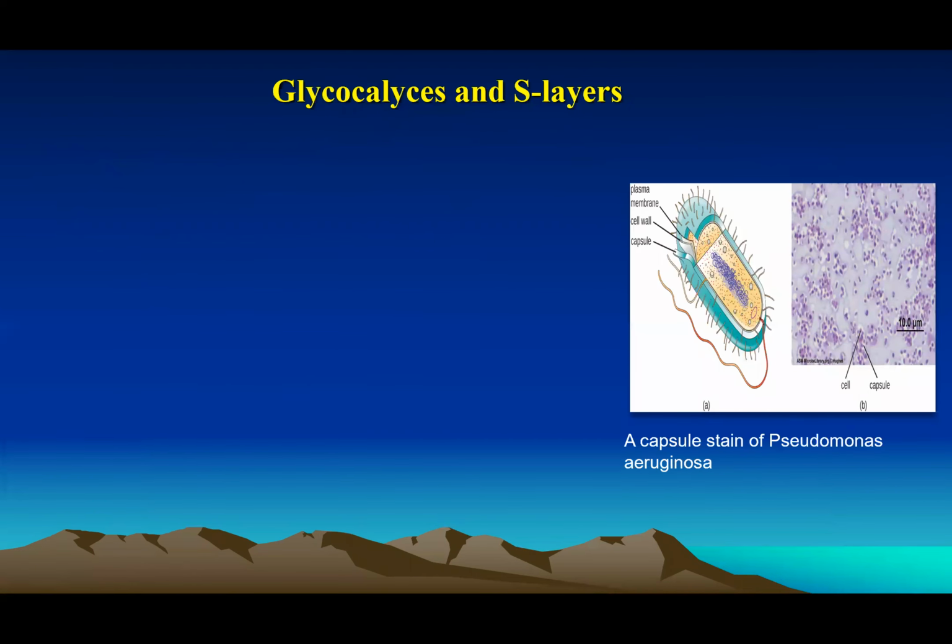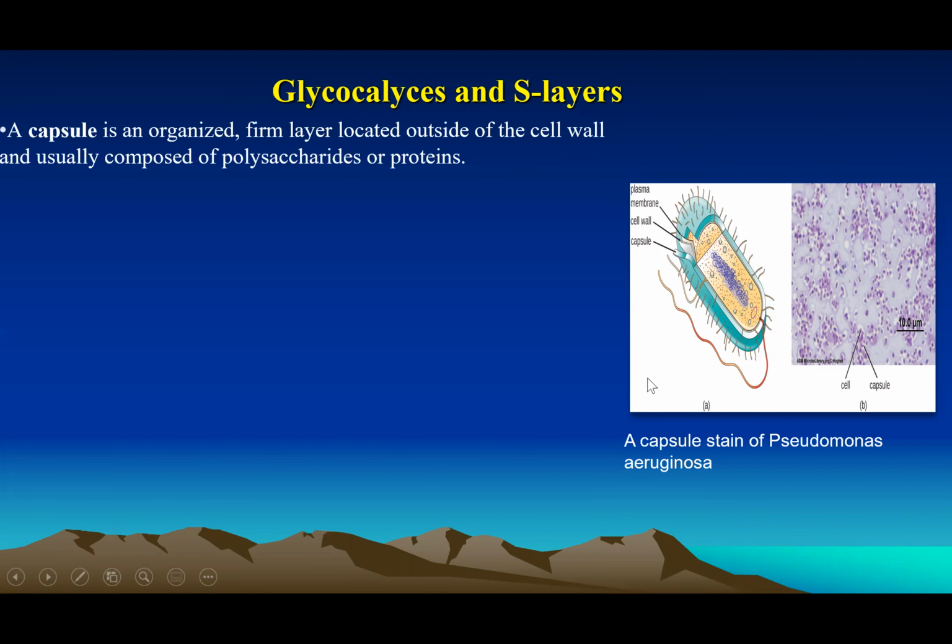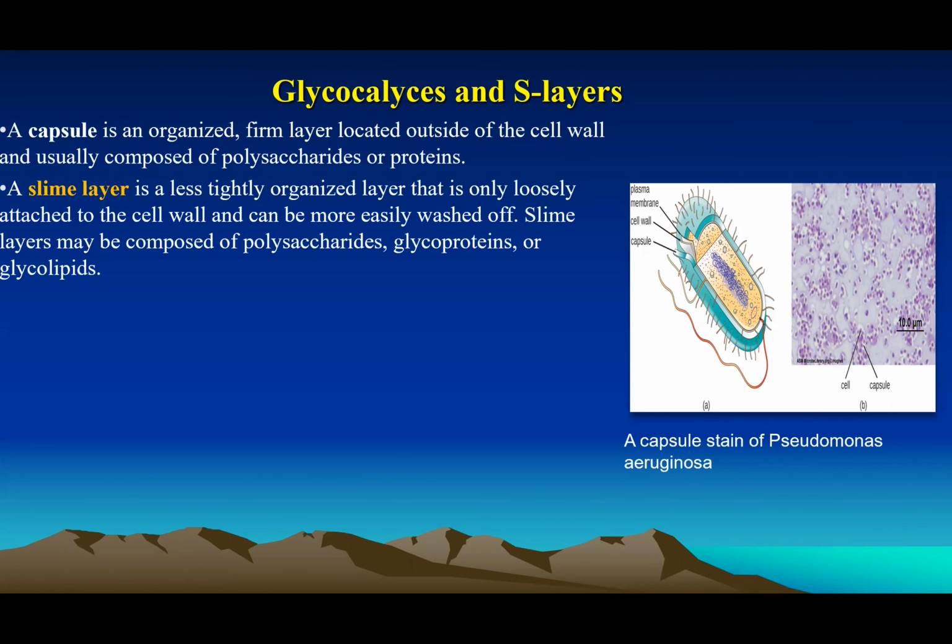The bacteria might also be protected with glycocalyces and S layers. So this is like a capsule that is organized. It's a firm layer outside the cell wall, and it is made up of polysaccharides, or it is usually a protein. Sometimes it is a slime layer that is loosely attached to the cell, and it can be easily washed off. So again, the slime layer can be made of polysaccharides, glycoproteins, or glycolipids.